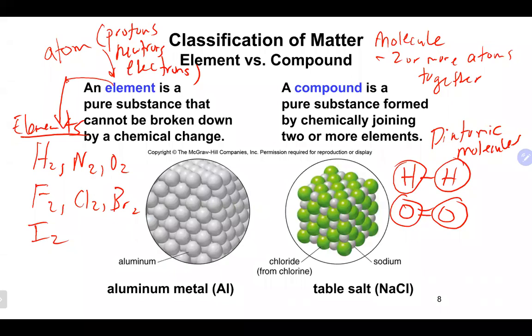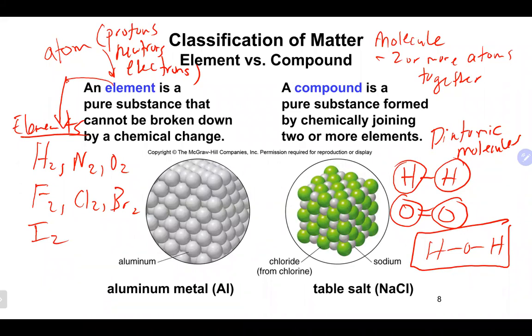Would H2, N2, O2 be a compound? They cannot be a compound because they do not contain atoms of two different elements. A compound would be something, in addition to what's on the screen, like water. Water is a compound because it contains three atoms total, two hydrogen atoms and one oxygen atom, two different elements. So that meets the definition of a compound.